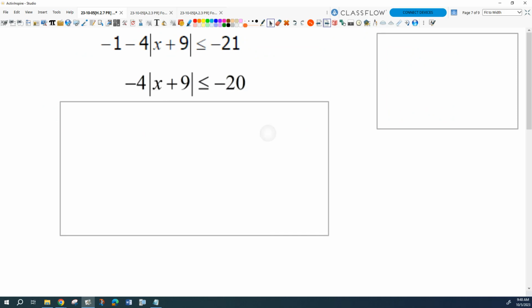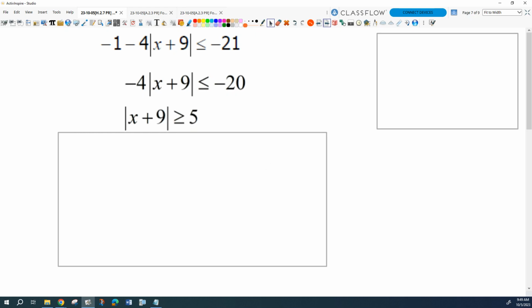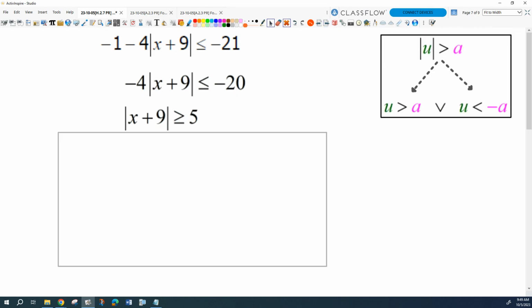Then divide by -4. What's that going to do to the inequality? It's going to flip it. So even though it might have initially looked like we were going to have an and inequality, when we isolate the absolute value, because that inequality flipped, now we get an or inequality. So we're going to follow that pattern. What are the inequalities then? What am I going to get here?